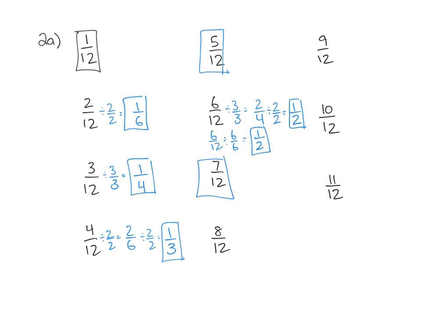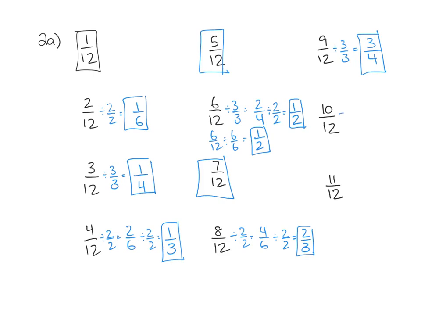7/12 is in lowest terms because they have no common factors other than 1. So I can divide 8 and 12 by 2, which gives me 4/6. And then I can divide it by 2 one more time, which gives me 2/3. I can divide 9 and 12 by 3. So that gives me 3/4, and there's no more common factors, so that is lowest terms.